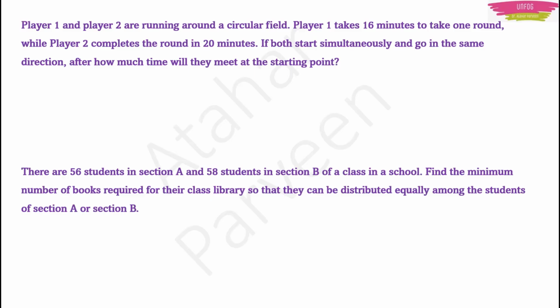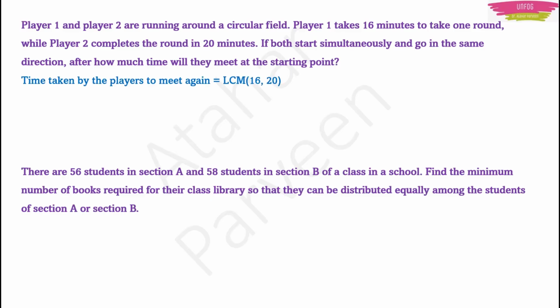See, you read the question 2-3 times if you don't understand. Here they are telling that there are two players who are running around the circular field. Player 1 is taking 16 minutes to take one round, and the second player is taking 20 minutes to complete that round. Now they are asking that if they both are starting at the same time and in the same direction, how much time will they meet at the starting point?